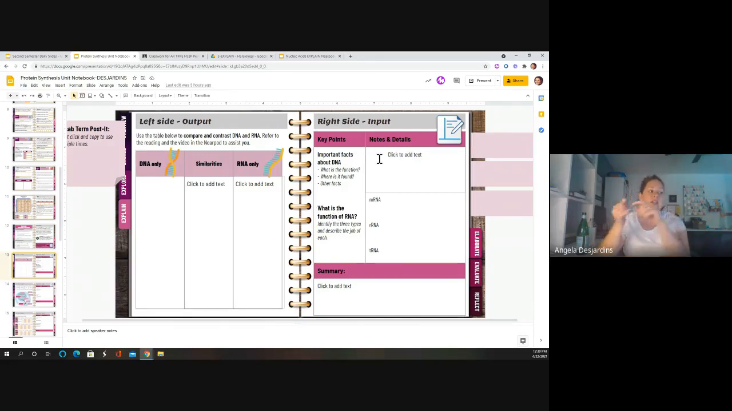Big things to make sure you have down: what is the function of DNA? Where is DNA found in living cells? What are some other big important pieces of information about DNA? You want to really make sure that you're tailoring this information to their job. Their family business is proteins. So try to find facts that link it to their role with the proteins.